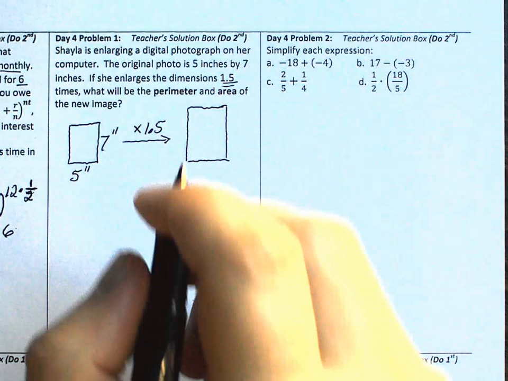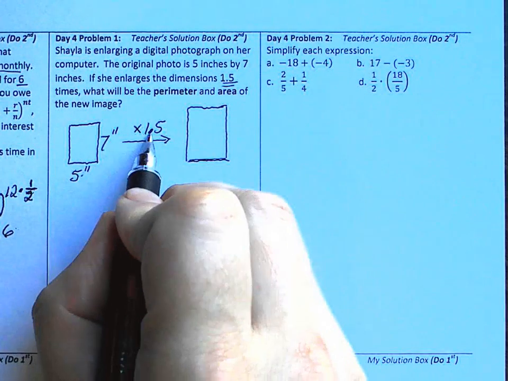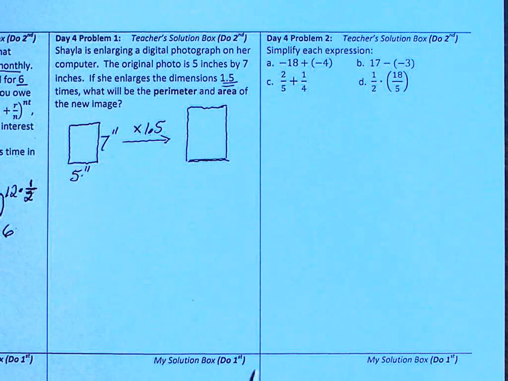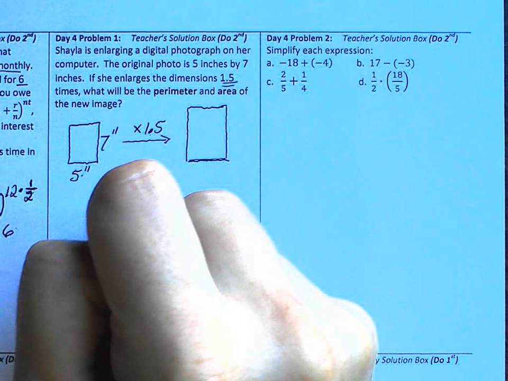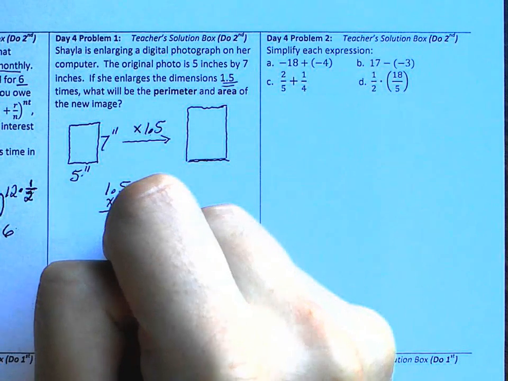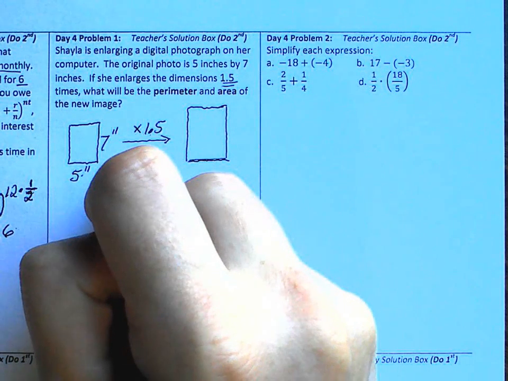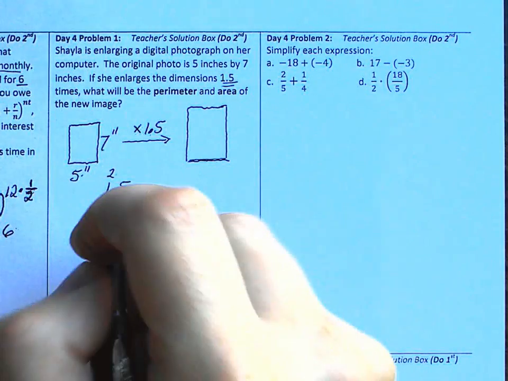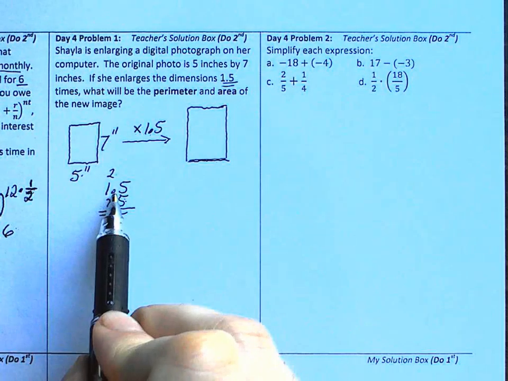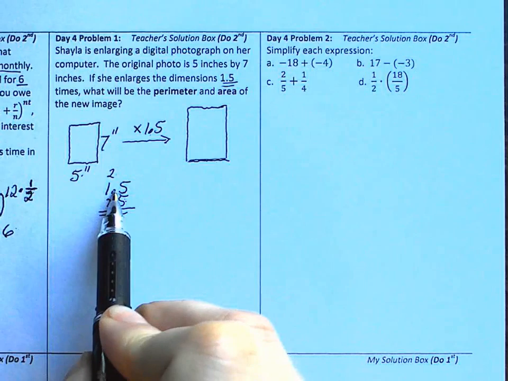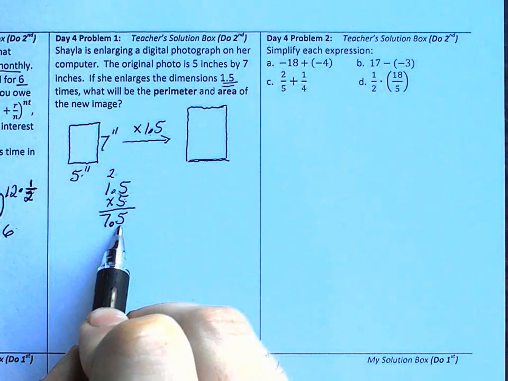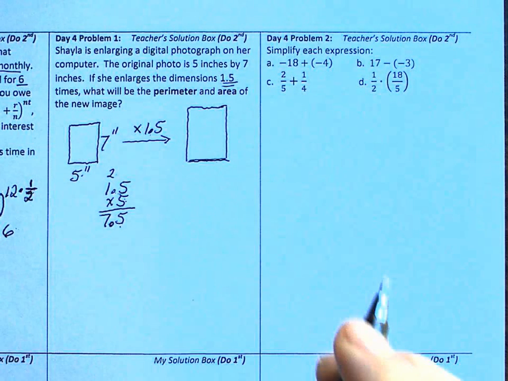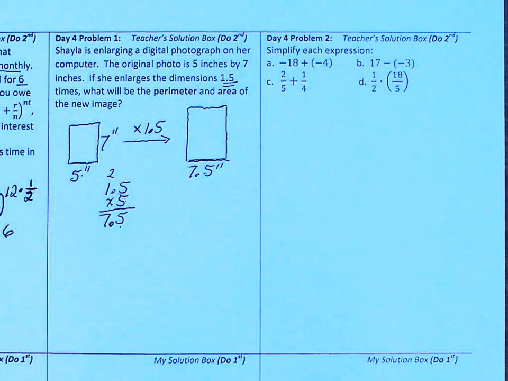So to get this width here, we want to go 5 times 1.5. Okay? So 1.5 times 5. Let's figure out what this is. 5 times 5 is 25, carry 2. 1 times 5 is 5, plus 2 is 7. The problem has 1 digit to the right of the decimal, and so if we put the decimal point here, then our answer will have 1 digit to the right of the decimal, 7.5. This is 7.5 inches across here.